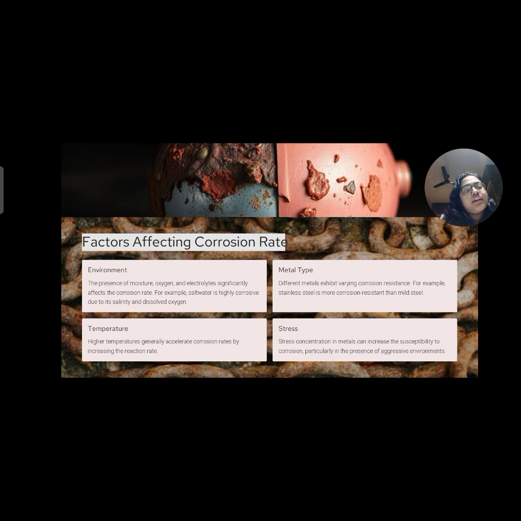Factors affecting corrosion rate. There are multiple factors that affect the corrosion rate. A few of them are environment. Environment is like the place we are living in. The oxygen concentration can be high or low, which can result in the formation of rust in various places. Then metal types: corrosion can vary from metal to metal. Some metals like iron can corrode very fast compared to other metals. This could also be a leading factor in corrosion rate.